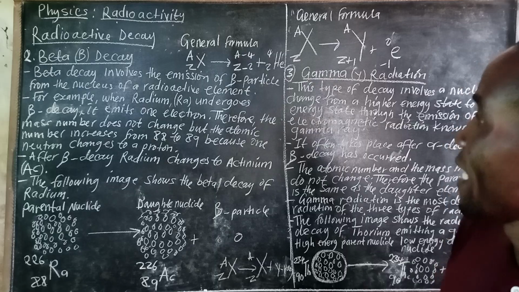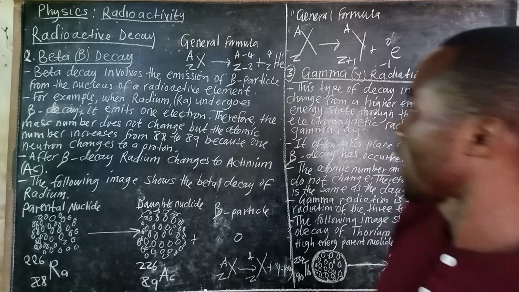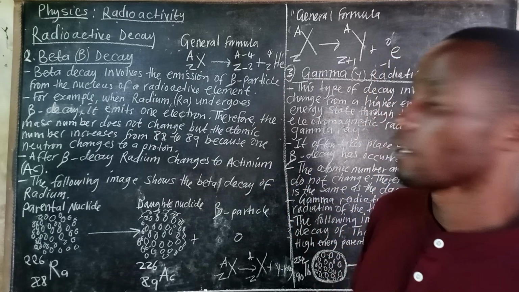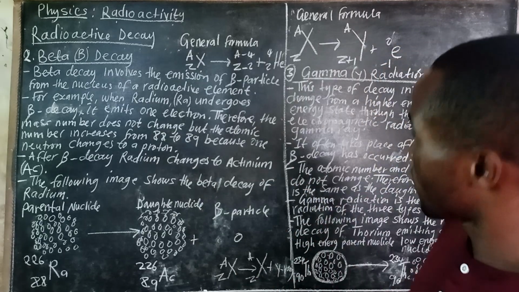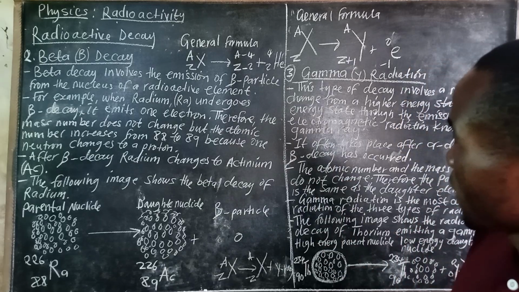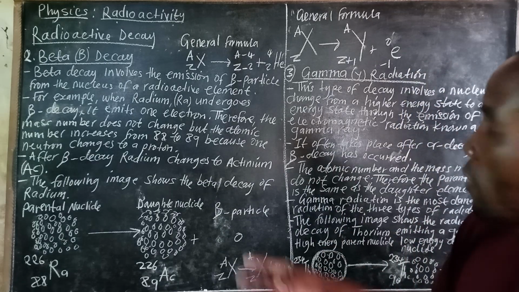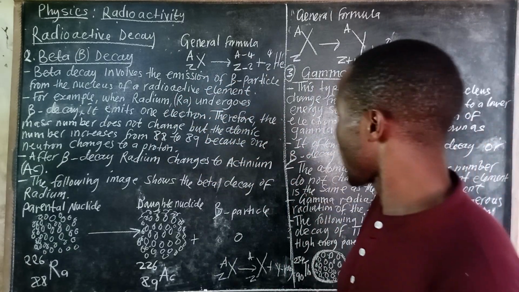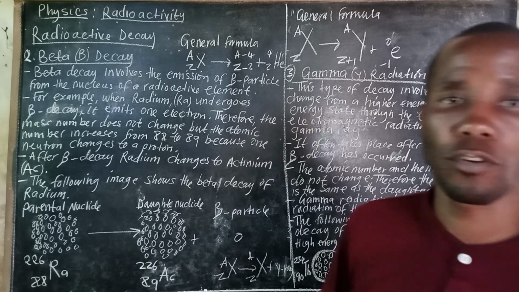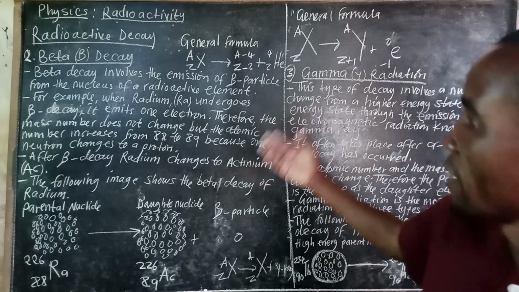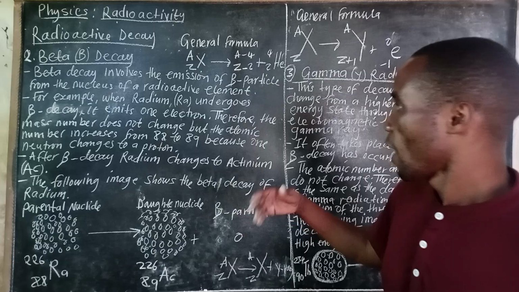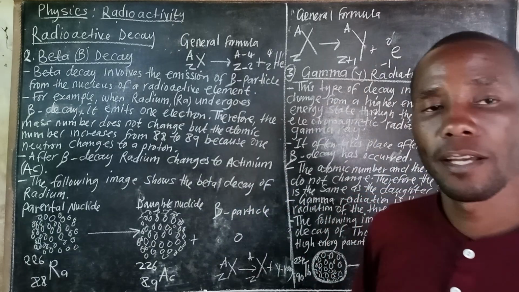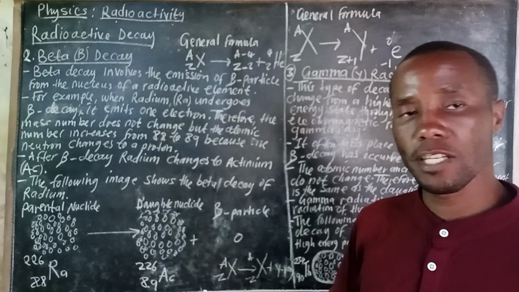Therefore, the mass number does not change, but the atomic number increases from 88 to 89, because the electron is negatively charged, -1. The atomic number of radium, 88, increases to 89 because one neutron changes to a proton. That is the main reason for the change. After beta decay, radium changes to actinium.